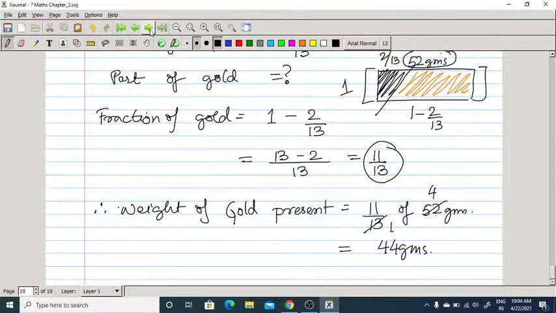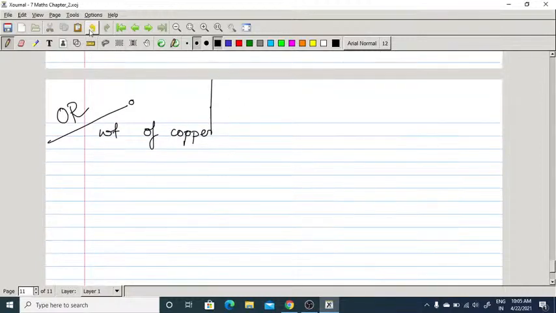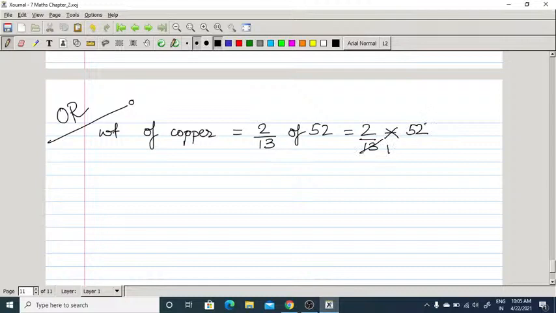There is one more way of doing it. You can also find out the weight of copper first. This is the alternative method. The weight of copper present is equal to, what is given? 2/13 of 52, isn't it? So 2 by 13 into 52. So 13 ones are 13, 13 fours are 52, so that is equal to 8 grams.